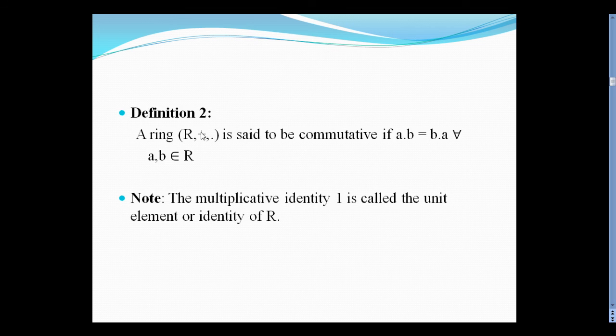Definition 2. A ring under addition and dot product is said to be commutative if A dot B is equal to B dot A for all A, B belonging to R. This is the abelian condition under dot product. The multiplicative identity 1, we call it the unit element or identity of R.